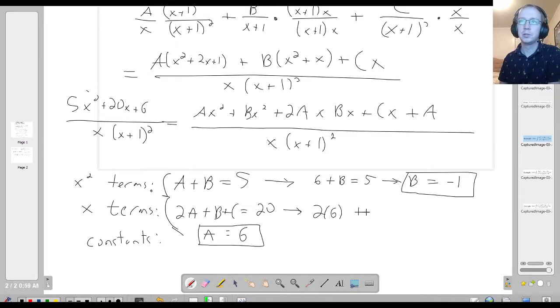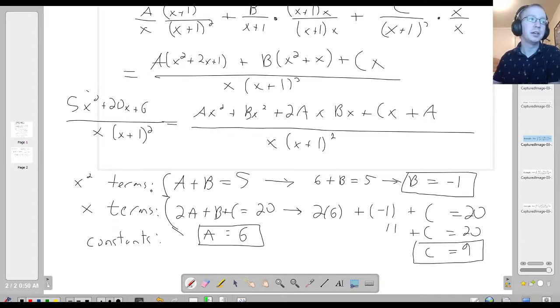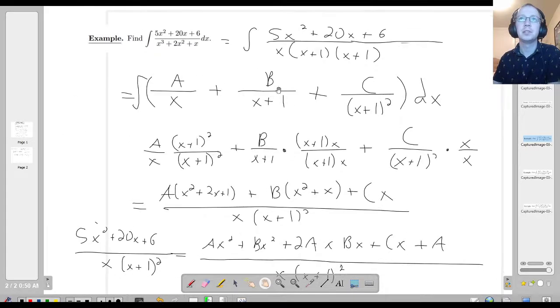2 times 6 plus -1 plus c equals 20. So let's see, 11 plus c equals 20. That means c equals 9. So at this point, I've found a, b, and c, which means I'm ready to rearrange my equation using these values that I found. Okay, so let's grab this and move it a little further down the screen.